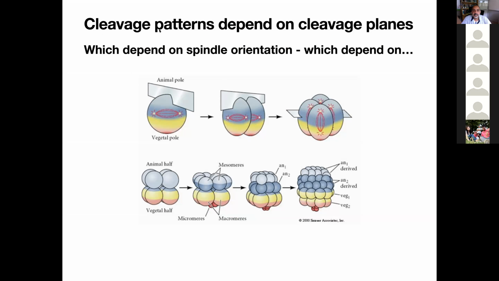So cleavage patterns, and so I started writing this, and I realized that this was never ending, okay? Cleavage patterns depend on cleavage planes, which depend on spindle orientation, which depend on ... And so there are unknowns there on what is determining the cleavage pattern of an embryo, okay? So I think that's that.